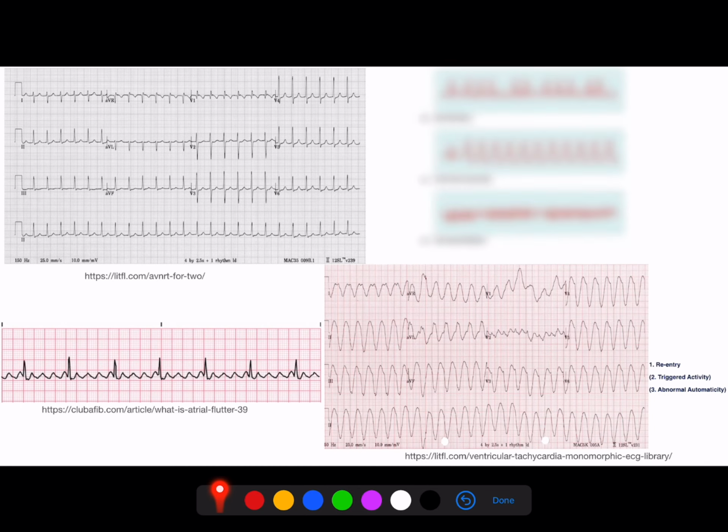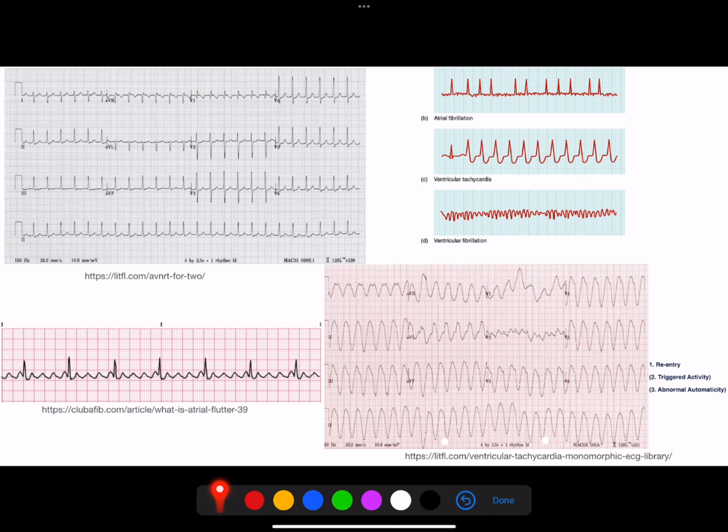For example, let's start with atrial fibrillation. In atrial fibrillation, the mechanism is re-entry from many places inside of the atrium. That means there are many conduction loops at different places, and only some of these action potentials are going through, and then there's the QRS. But there are a lot of contractions in the atrium.